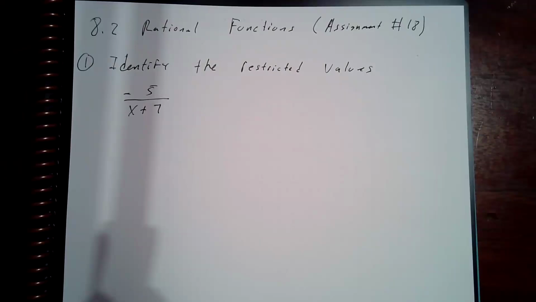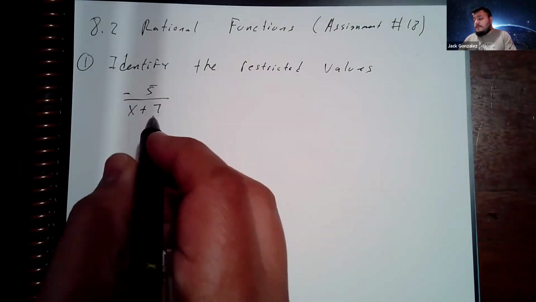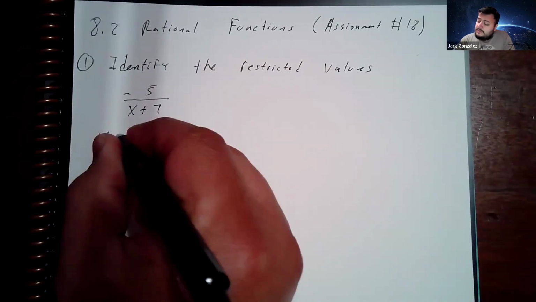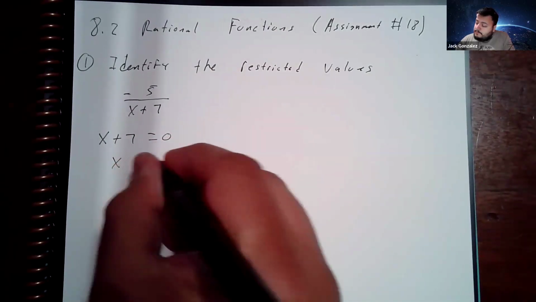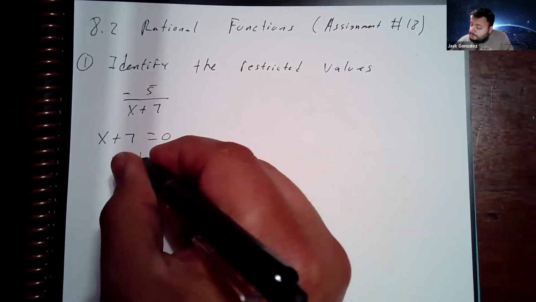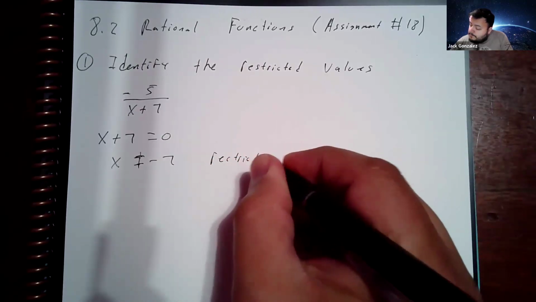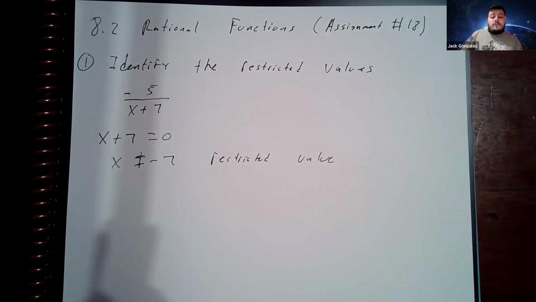X plus 7. Carl said it. Yeah, you gotta use this to find it, right? So if you can't see it, then what you have to do is take whatever's in the bottom, set it equal to 0, and solve. So this is the restricted value. It can't be. So the denominator will always be set equal to 0, yeah.